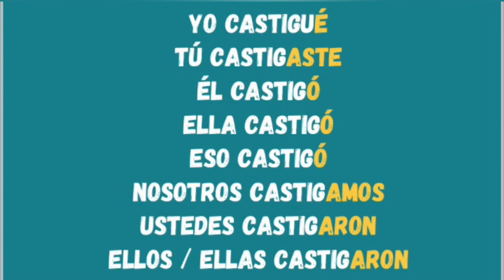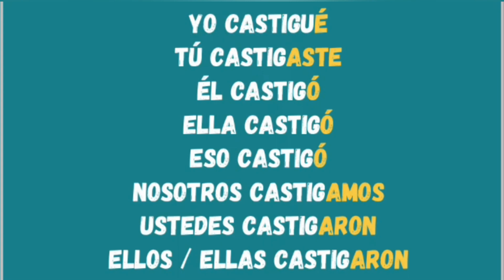The root word is not the same. That's why it's an irregular verb. Okay? Tú castigaste, if you want to say you punished. Okay? Now, if you want to say he punished, in Spanish you have to say él castigó. Él castigó. If you want to say she punished, then in Spanish you have to say ella castigó. Ella castigó. If you want to say it punished, then you have to say eso castigó. Eso castigó. If you want to say we punished, you have to say nosotros castigamos.